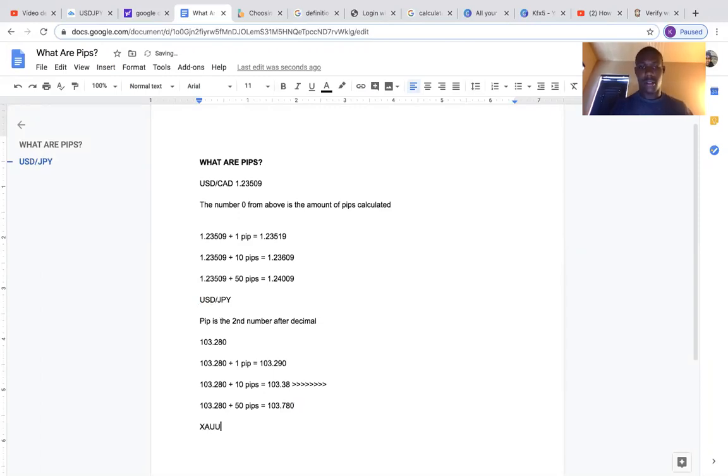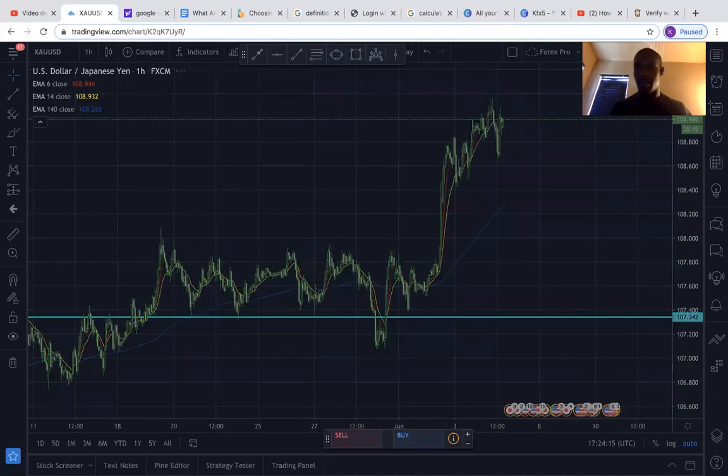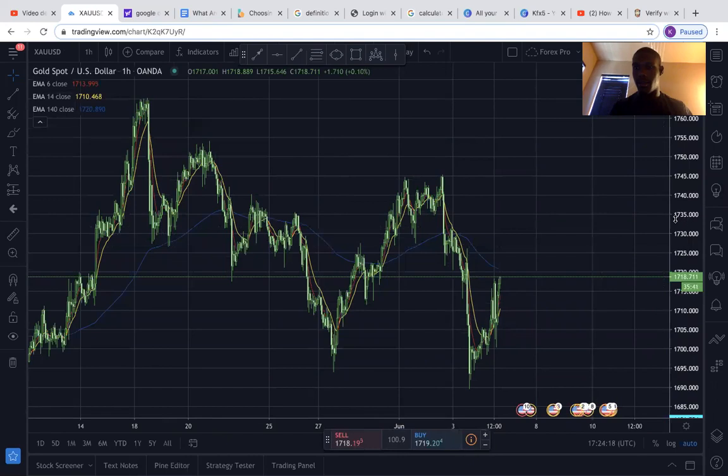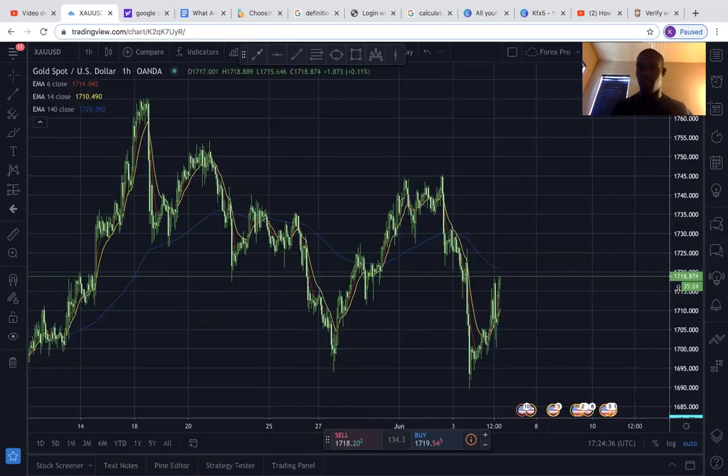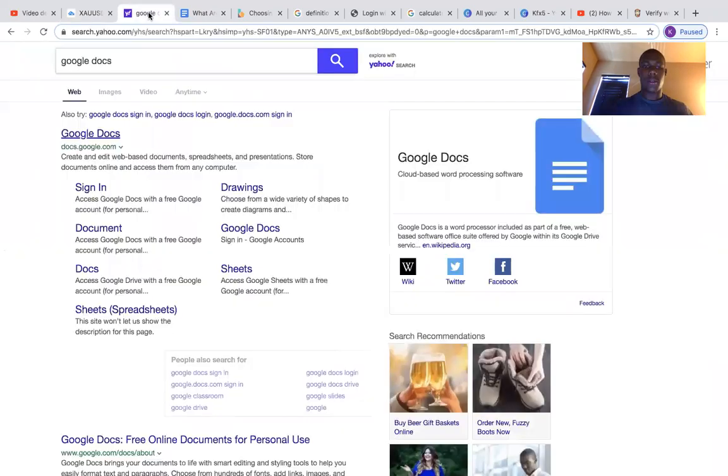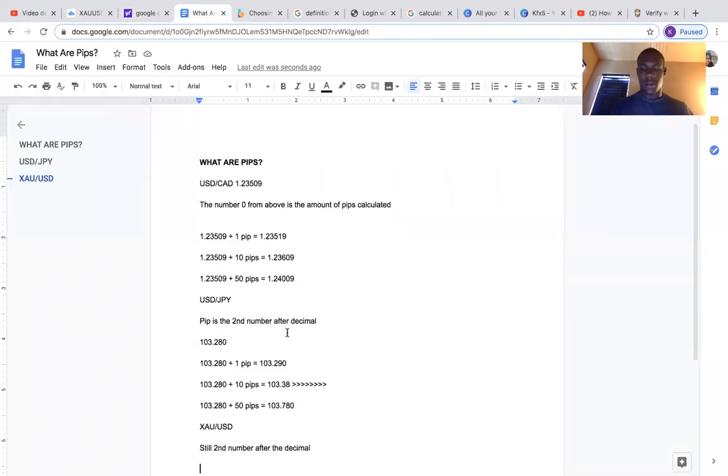Gold, XAU/USD, is different. Let's look at gold for a second. Let's look at the numbers. Gold is similar to US dollar, Japanese yen. It's still the second number after the decimal. So what's the number looking like? 1725. All right, let's use that. 1725.000, right?